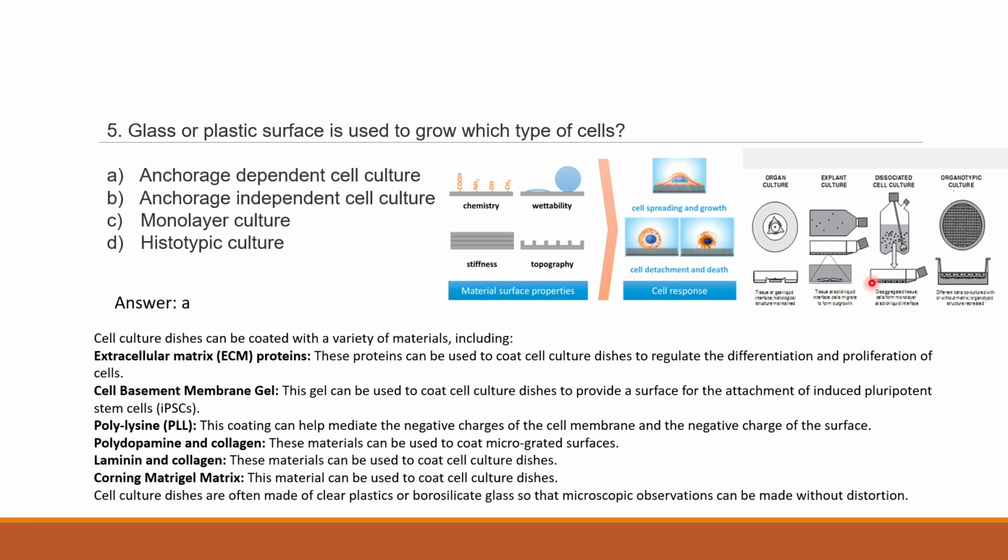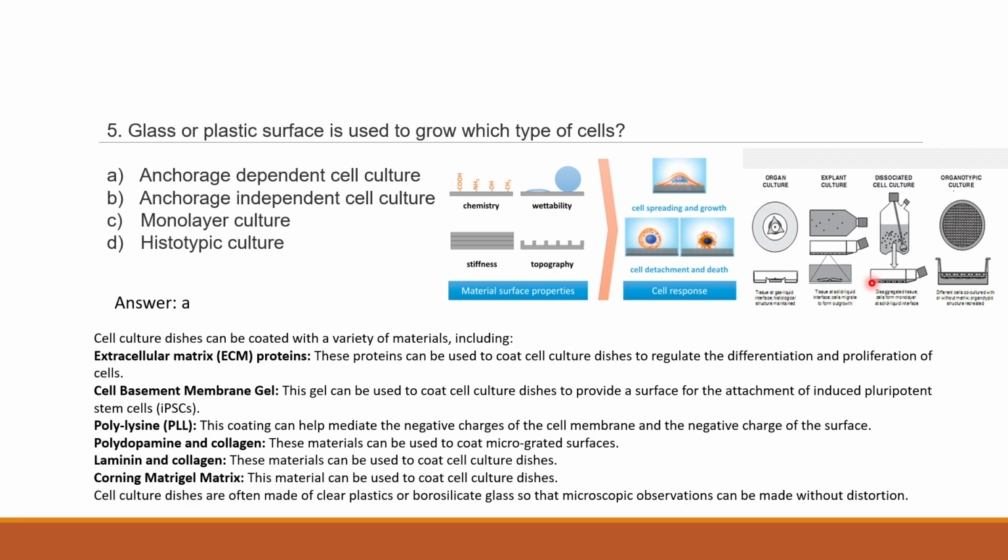And then cell based membrane gels, like I said, the hydrogels and all. The gel can be used to coat the cell culture dishes to provide a surface for attachment of induced pluripotent stem cells. This is done usually in iPSC cultures, where you give a surface to the cell which will be useful for induction of your pluripotent stem cells. Then you can coat with polylysine, like I told.